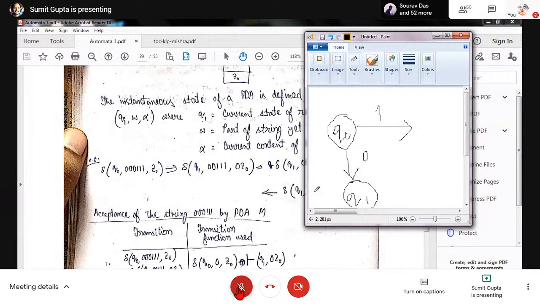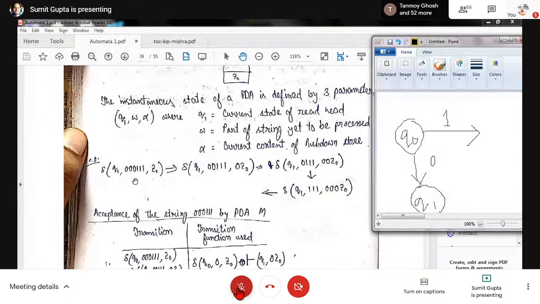Since this symbol has been processed, that symbol will now form part of the push down store. So that 0 would be kept in the push down store. It becomes 0, Z0. So we had Z0, now 0 has been pushed inside. Is it clear?